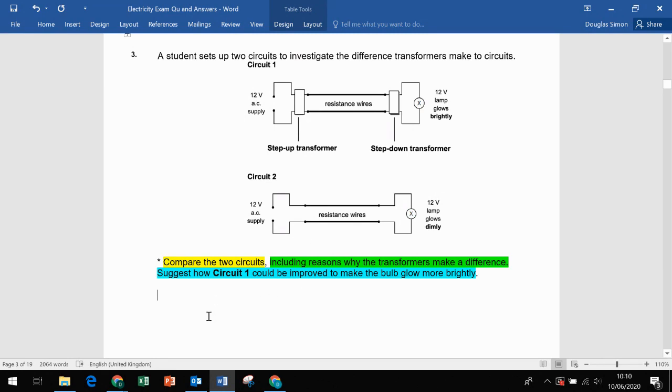So compare the 2 circuits. In fact, I'm going to do this one last, and I'll explain why in a minute. So why does the transformer make a difference? So circuit 1 is brighter. What does circuit 1 have in it that circuit 2 doesn't? So circuit 1 has a step up and step down transformer, whereas circuit 2 doesn't.